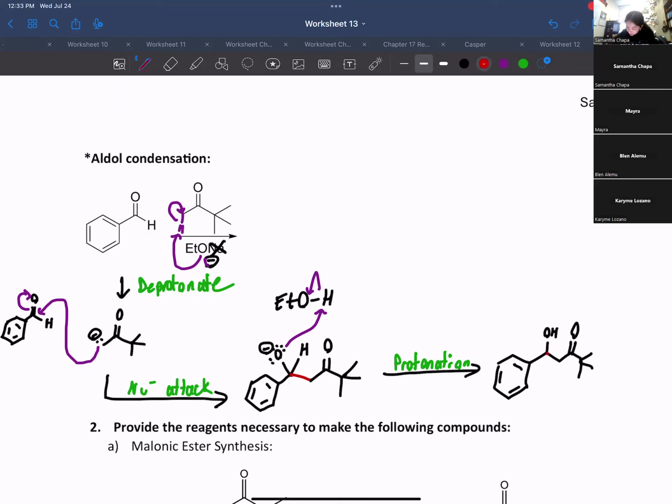This was the new bond that we had originally. So this, let me see if I can remember the name. I'll have to look at my notes though. What's it called? Beta hydroxy carbonyl. Some notes I would write for this, for aldol condensation.